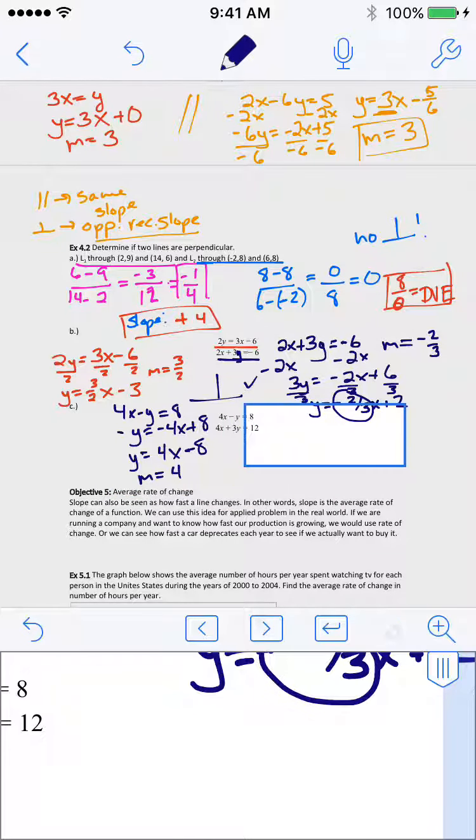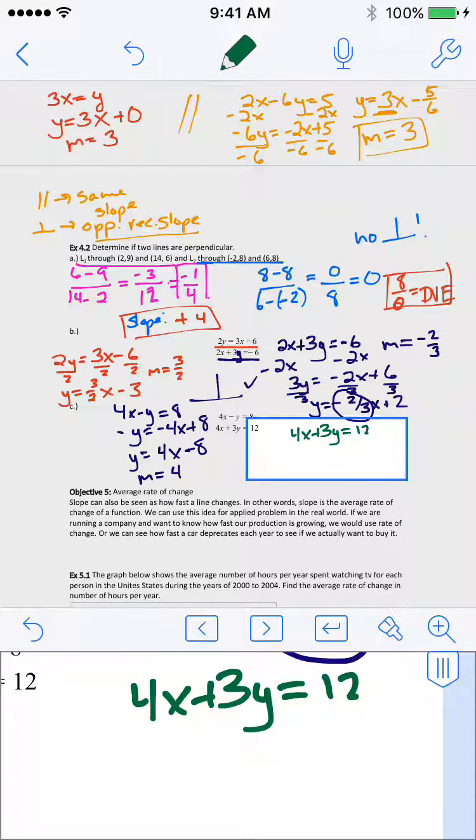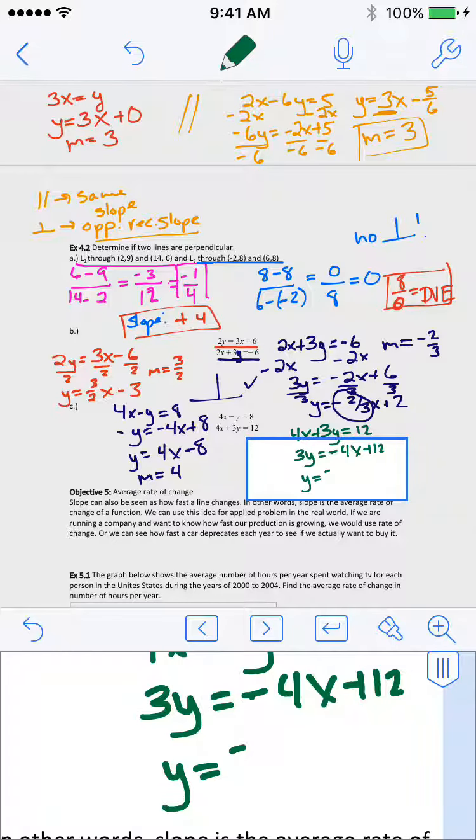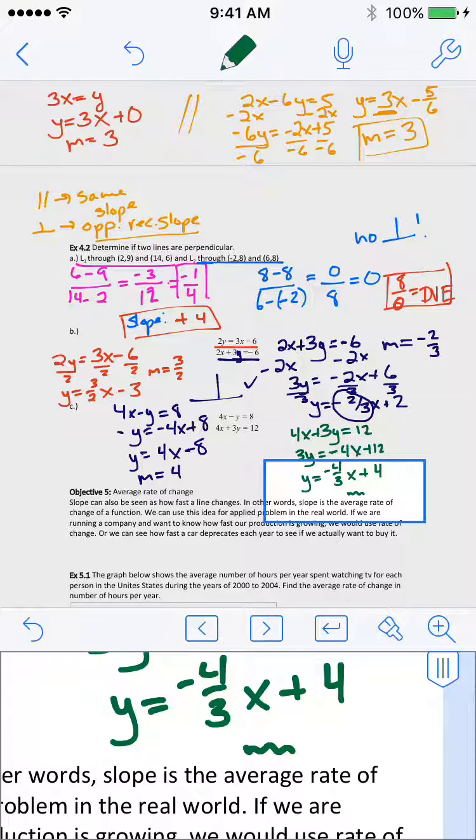I'll do the same thing for the other one. I'll use a different color. 4x plus 3y is equal to 12. Move the x over, so 3y is equal to negative 4x plus 12. Divide by 3, you get y is equal to negative 4/3 x plus 4. And therefore my slope is going to be, oops, that's not an m, silly Miss K. M is equal to negative 4/3.